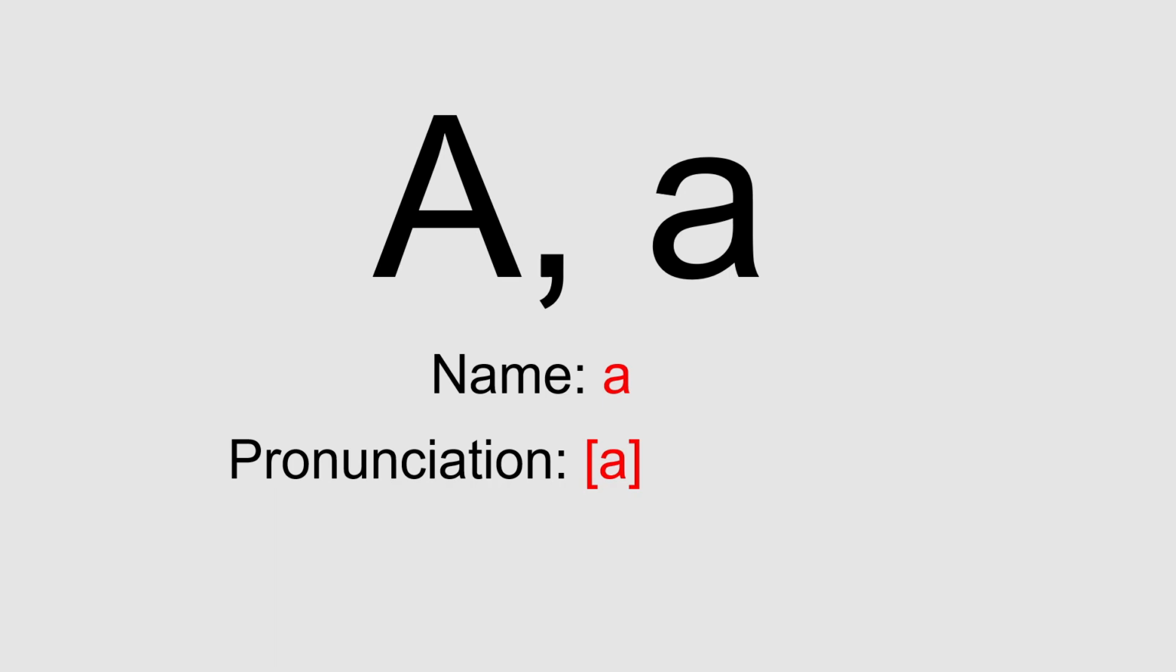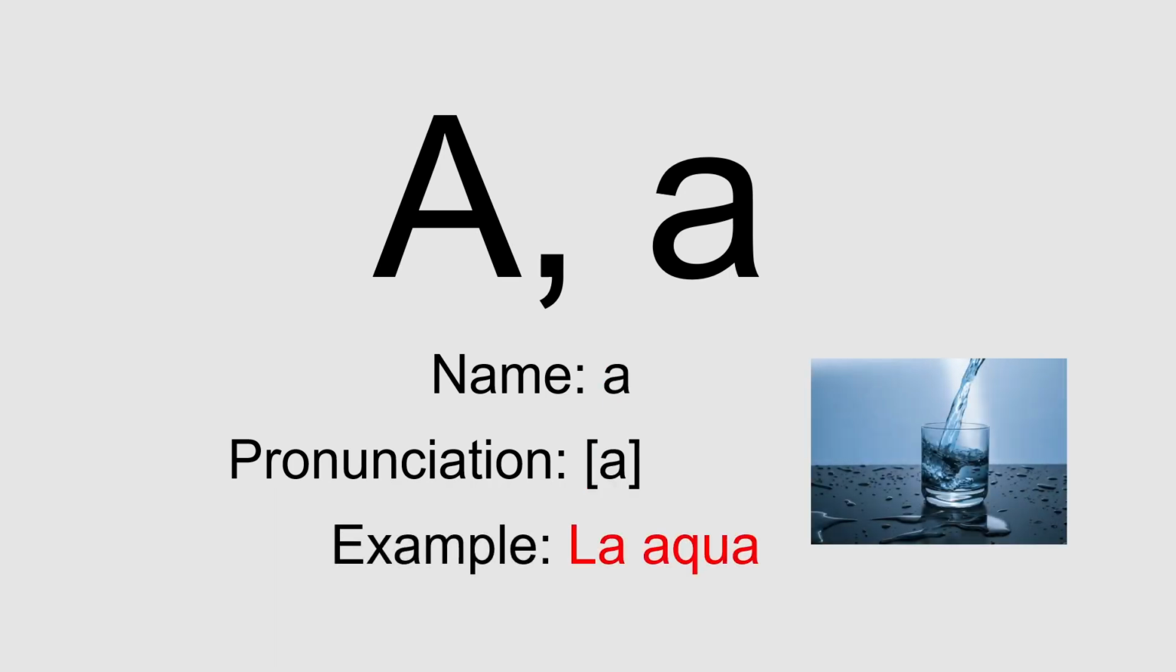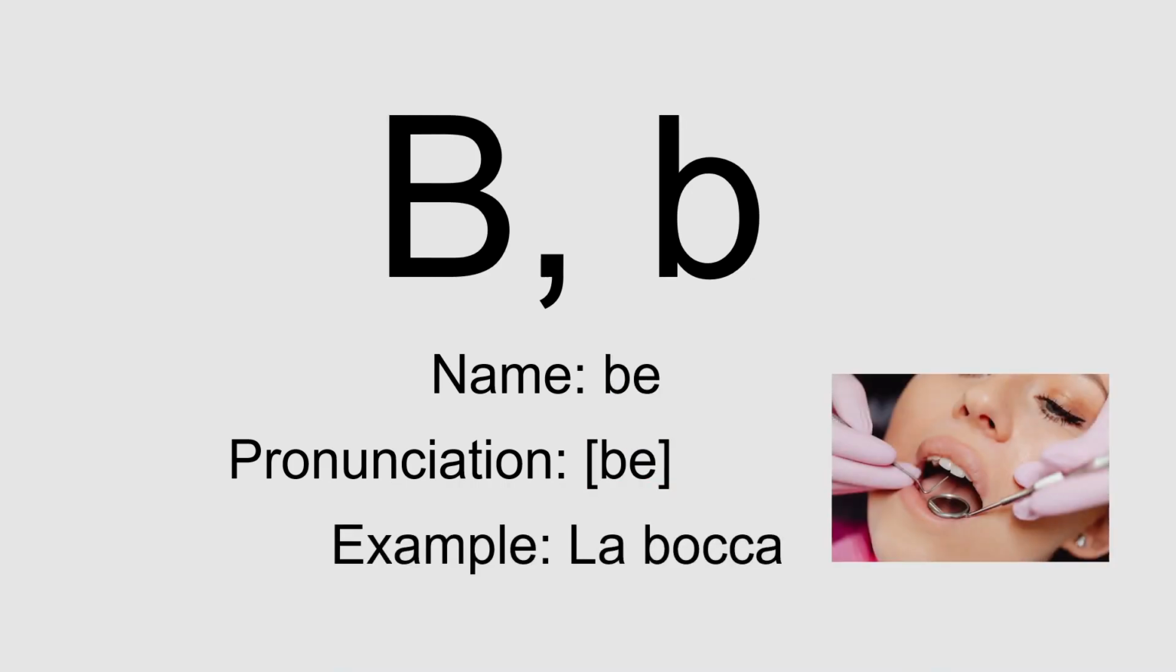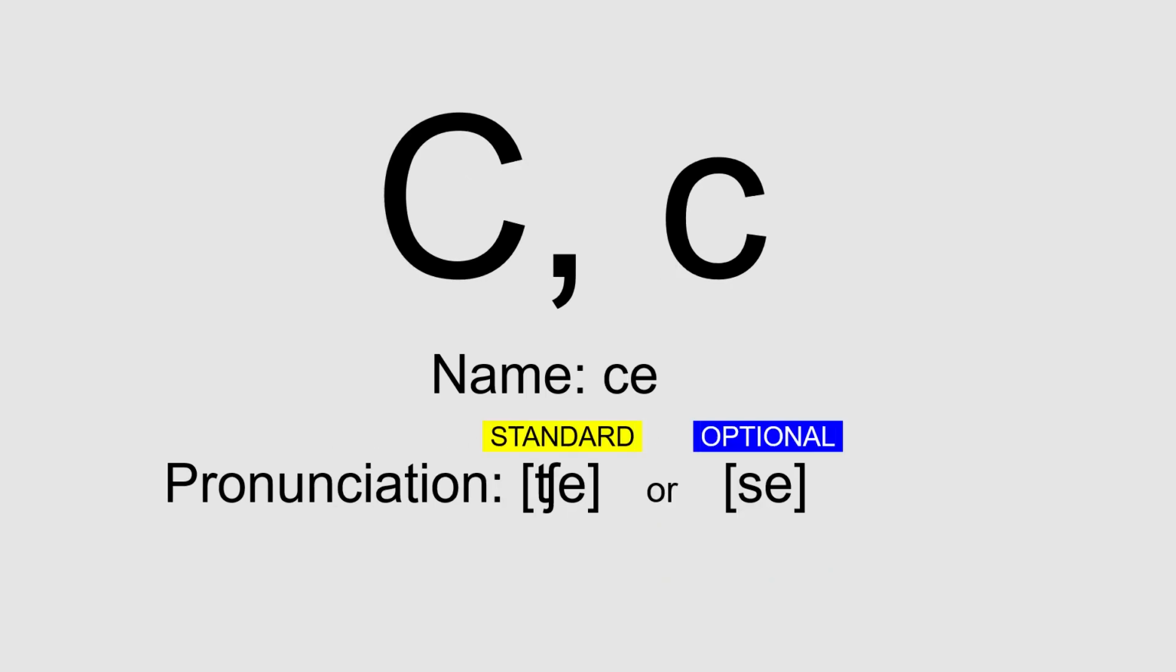A, la acqua, the water. B, la bocca, the mouth. The standard pronunciation as specified by the grammar guide is che, which is like the ch in the English word lunch. An optional way, not officially mentioned in the grammar guide, to pronounce this letter is se, which is how many Romance languages pronounce this letter, such as Spanish, French, and Portuguese.